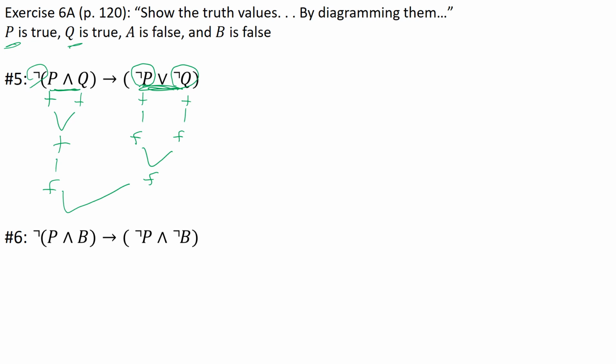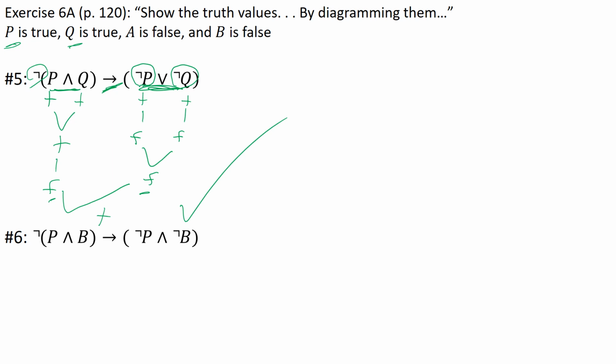And now we can deal with our major dominant sentential connective, which is a conditional, if-then. The antecedent is false, the consequent is false, so it is a true conditional. So number 5 is true. Halfway done, 5 more problems to go.